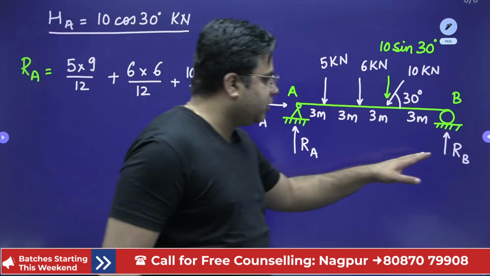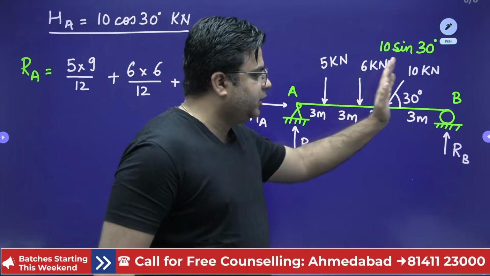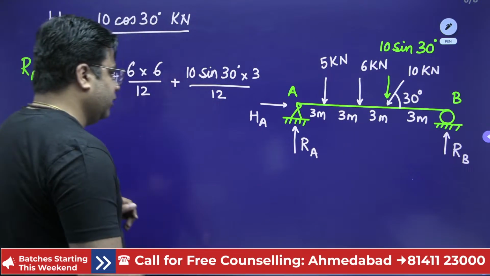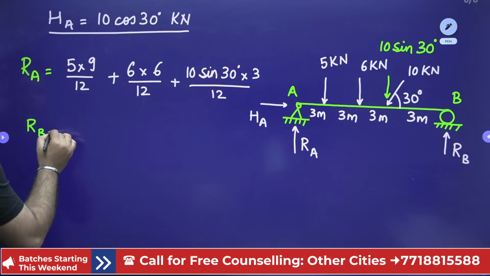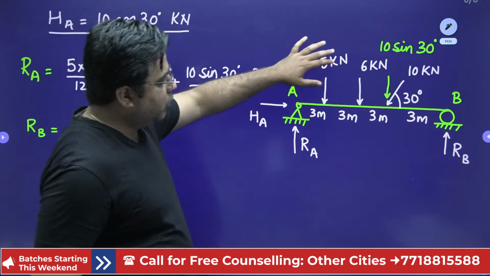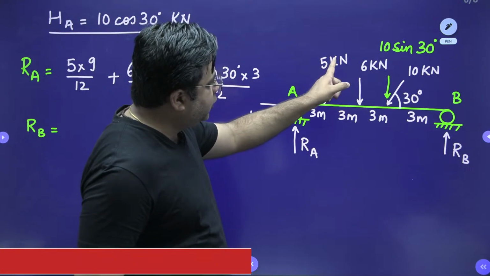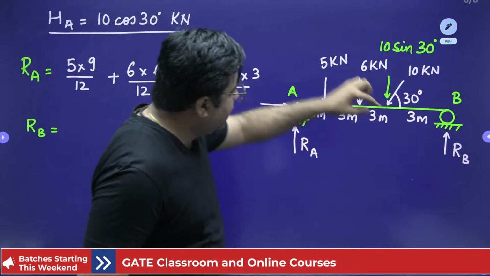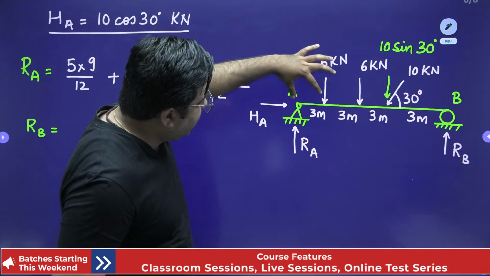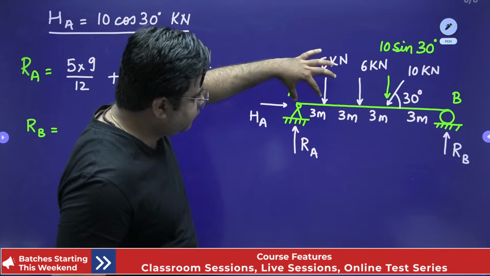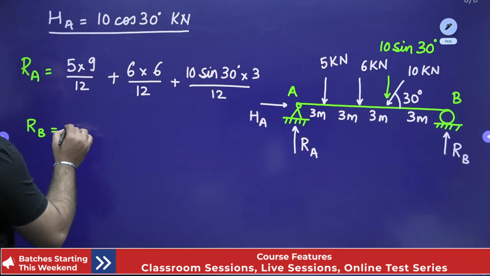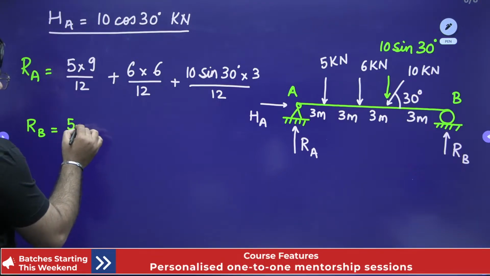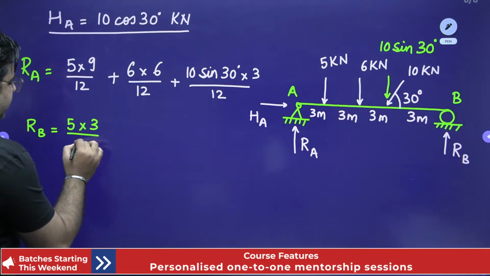Similarly, when we calculate Rb, we will take components of loads one by one. So first of all, for calculating Rb, we have this 5 kilonewton load. The component of this 5 kilonewton load on Rb will be 5 kilonewton multiplied by this distance, that is 3 meter, divided by the total length, which is 12. So 5 into 3 divided by 12.